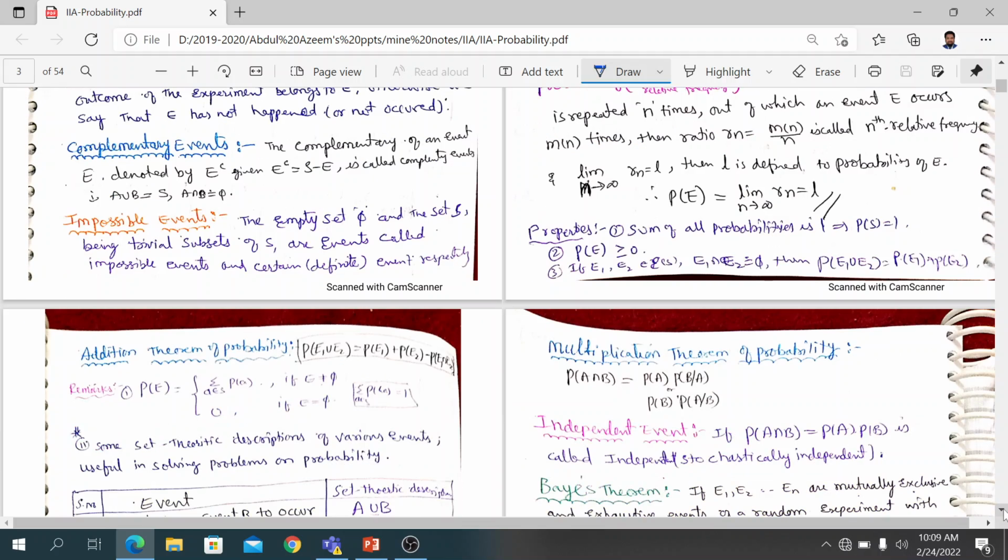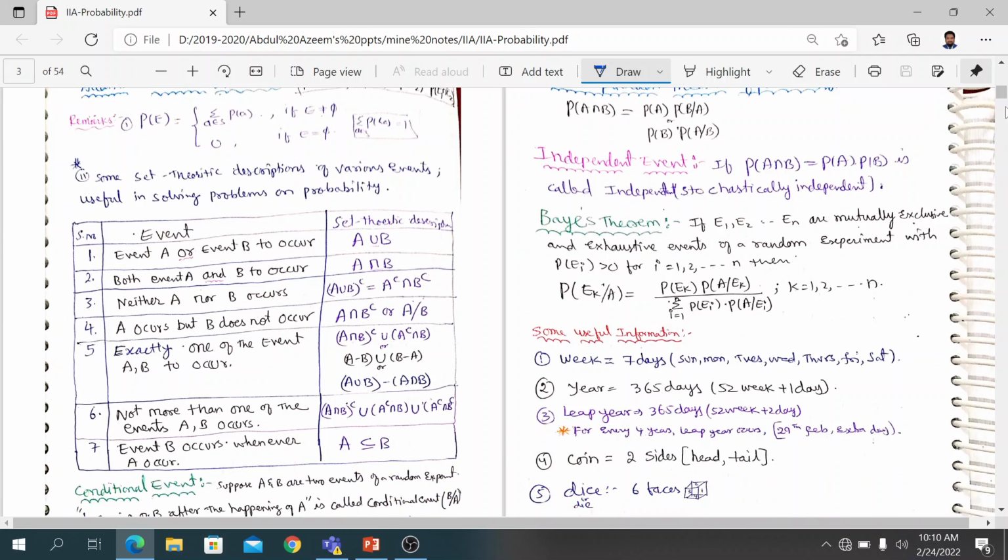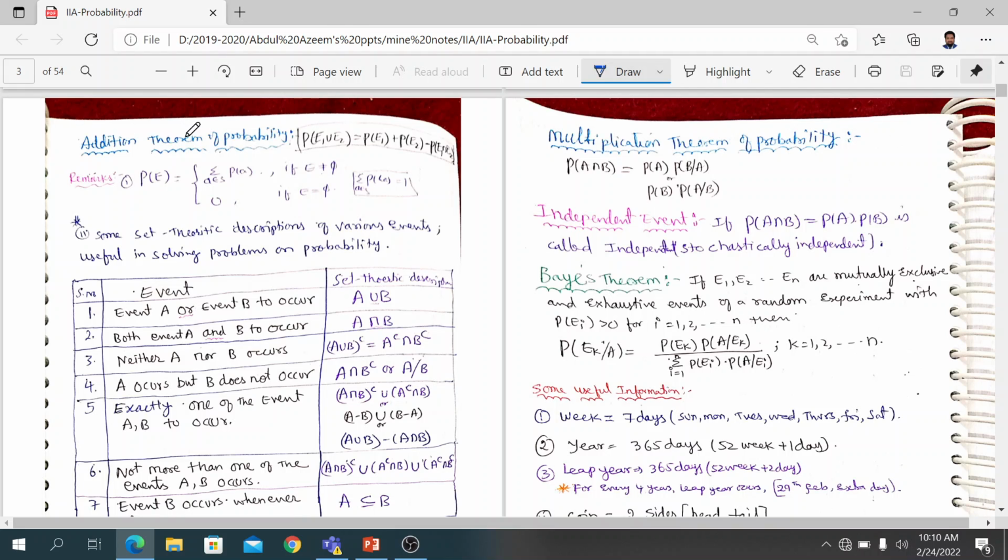You have to remember some properties. The sum of all probabilities is 1, that is P(S) is equal to 1. Next, P(E) is greater than or equal to 0. If E1 intersection E2 is equal to the null set, then P(E1 union E2) is equal to P(E1) plus P(E2). Next definition, addition theorem of probability: P(E1 union E2) is equal to P(E1) plus P(E2) minus P(E1 intersection E2).